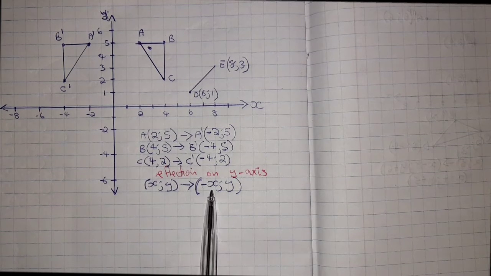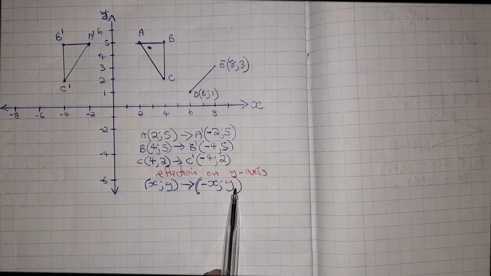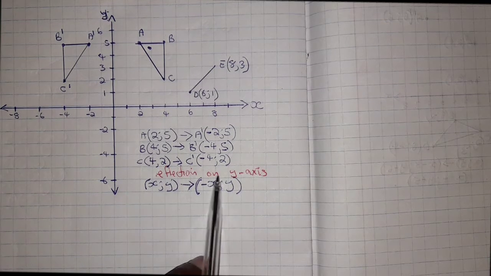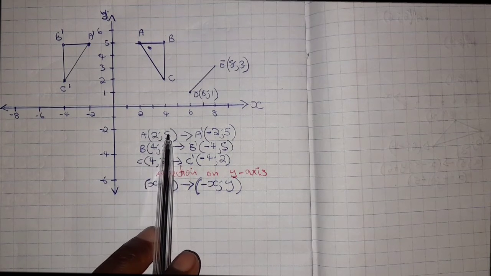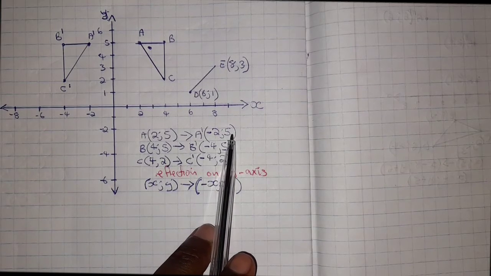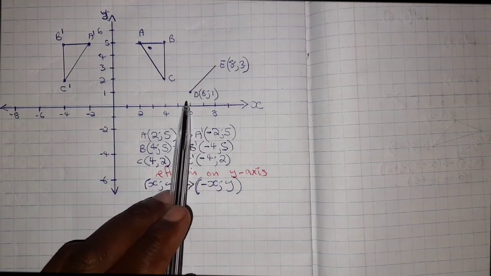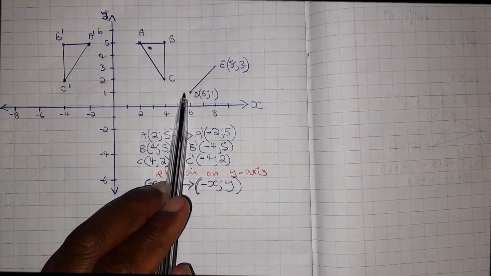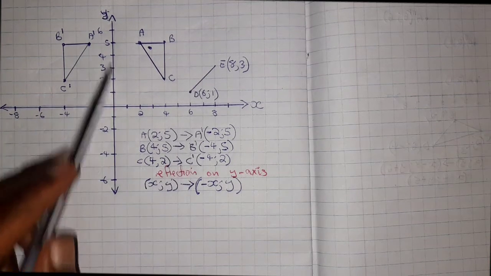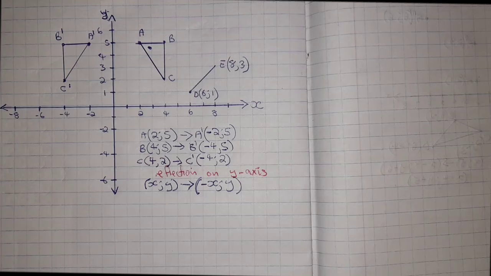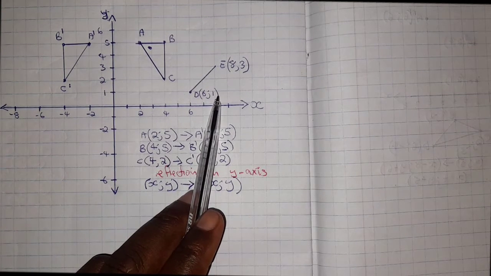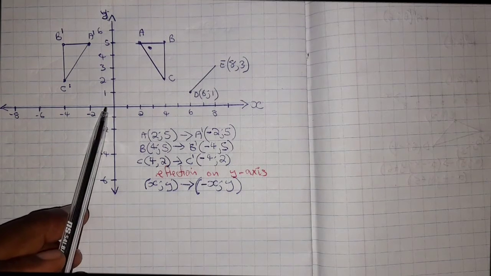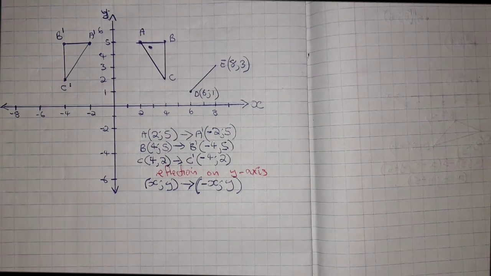(x, y) is mapped onto (-x, y). For reflection on the y-axis, it's only the x that changes sign, right? So if it was (2, 5), it becomes (-2, 5). This is (6, 1). So if it is reflected on the y-axis, it becomes (-6, 1).